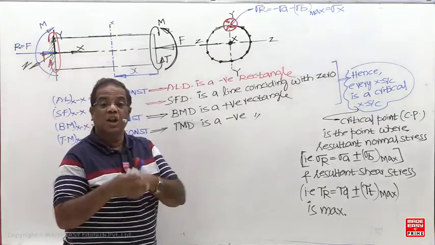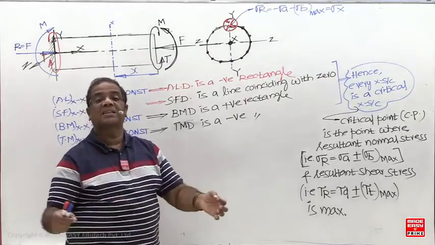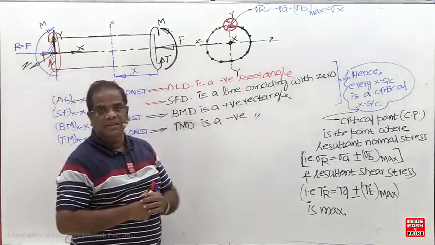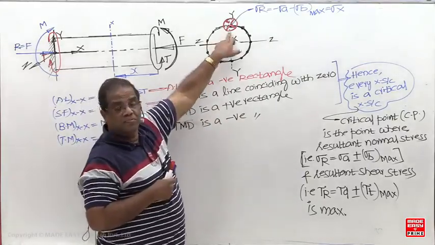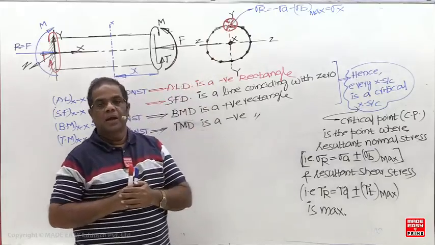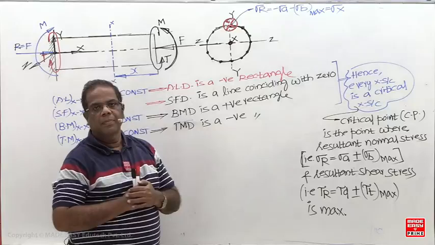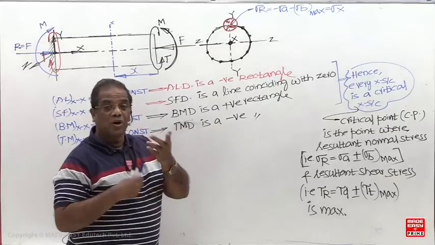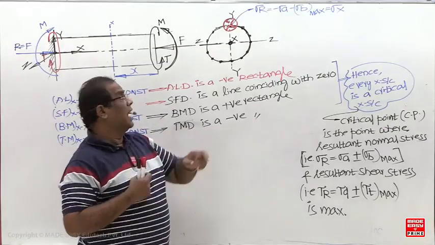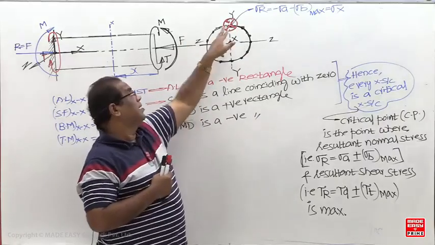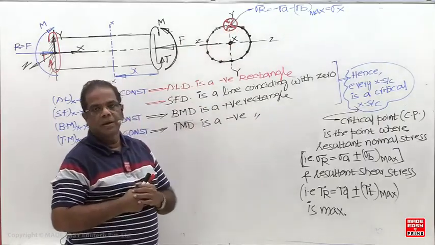Now if axial load and bend moment are acting, you are getting only axial stress and bending stress. Now which one is critical? This point is critical. If only bend moment is there, top and bottom are critical. But if axial load and bend moment are acting, it is the top here, because the axial load is compressive and the bending stress is also compressive.